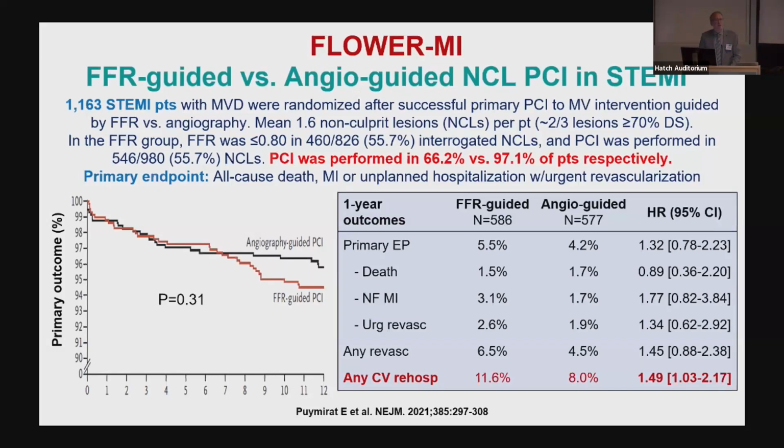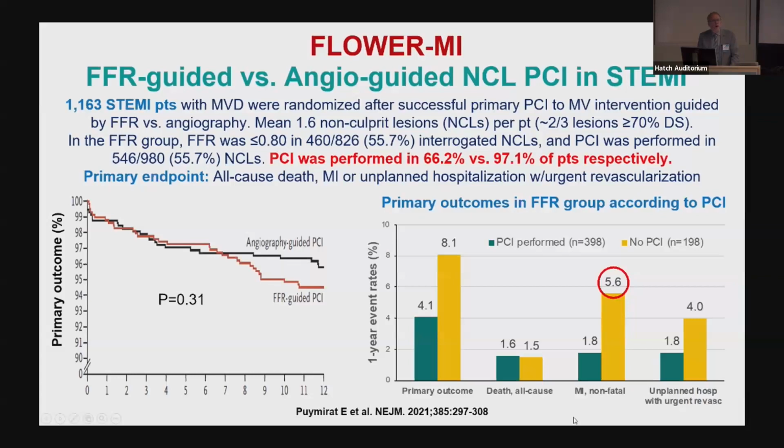And they said, should we treat those lesions if they were significant with an angiographic strategy, greater than 70% stenosis, treat them, or should we use FFR? And with FFR, they were able to defer treating about 1/3 of the lesions. So there was no difference in these two strategies. If anything, the angiographic-guided PCI strategy seemed to be a little bit better, and this was published in the New England Journal. And any cardiovascular rehospitalizations were actually more common with the FFR-guided strategy.